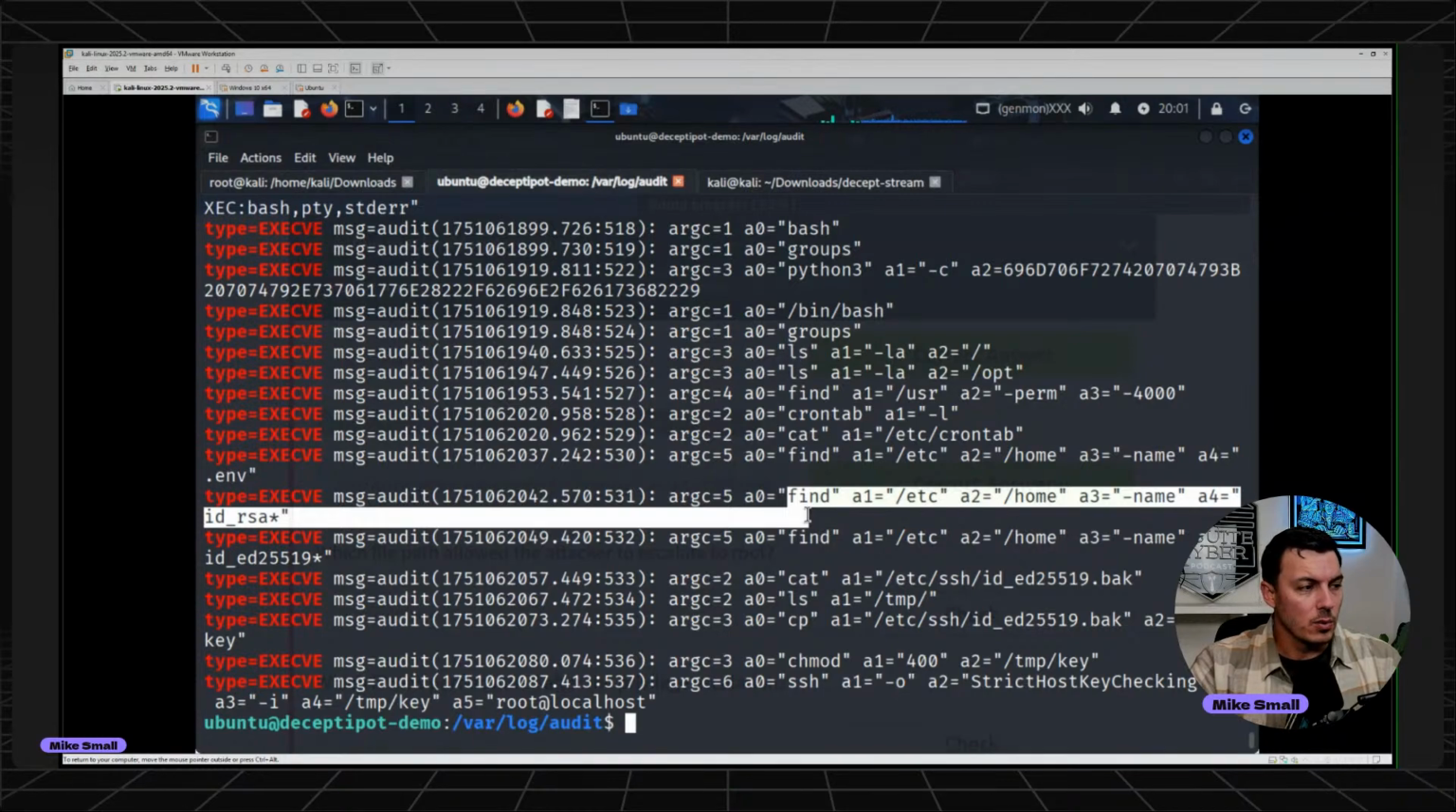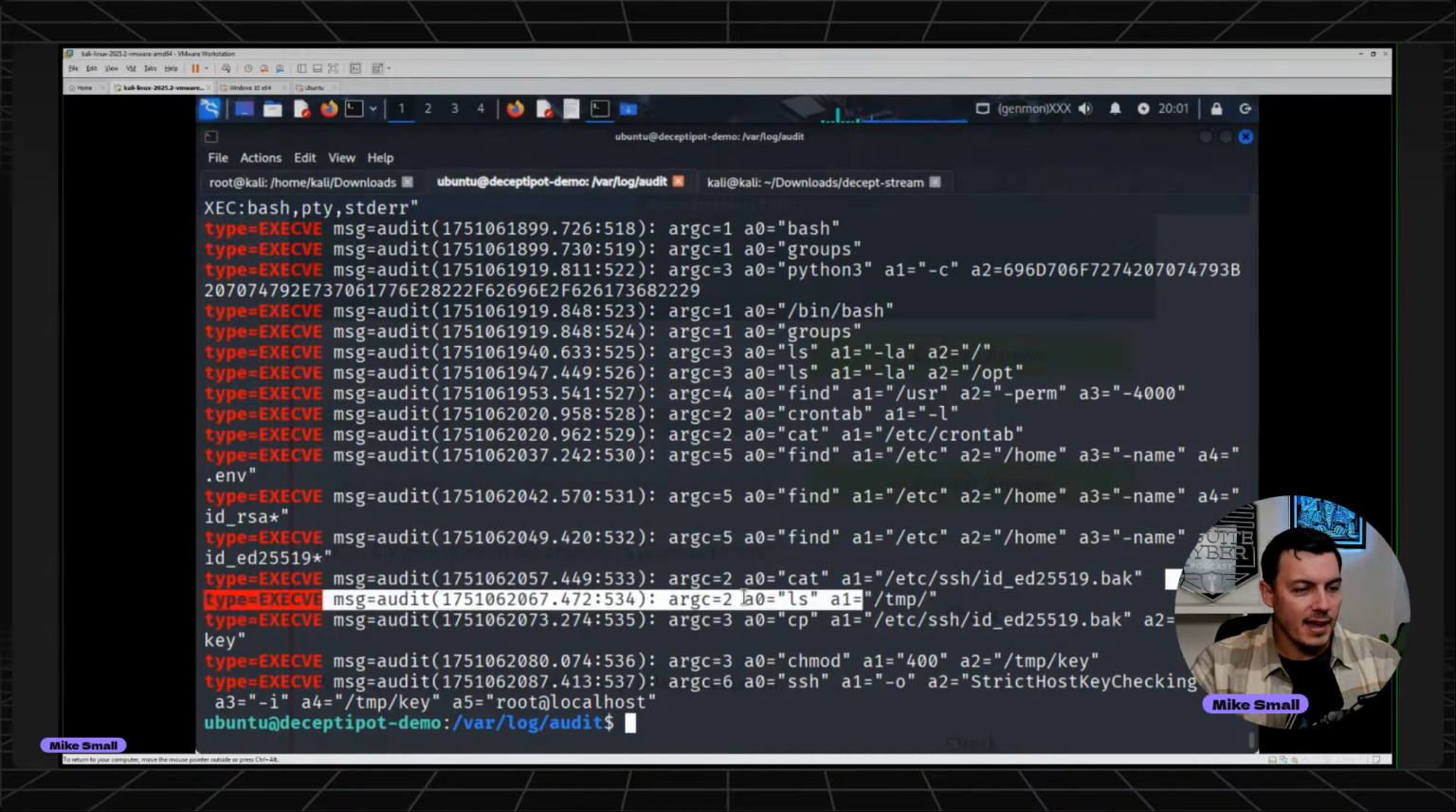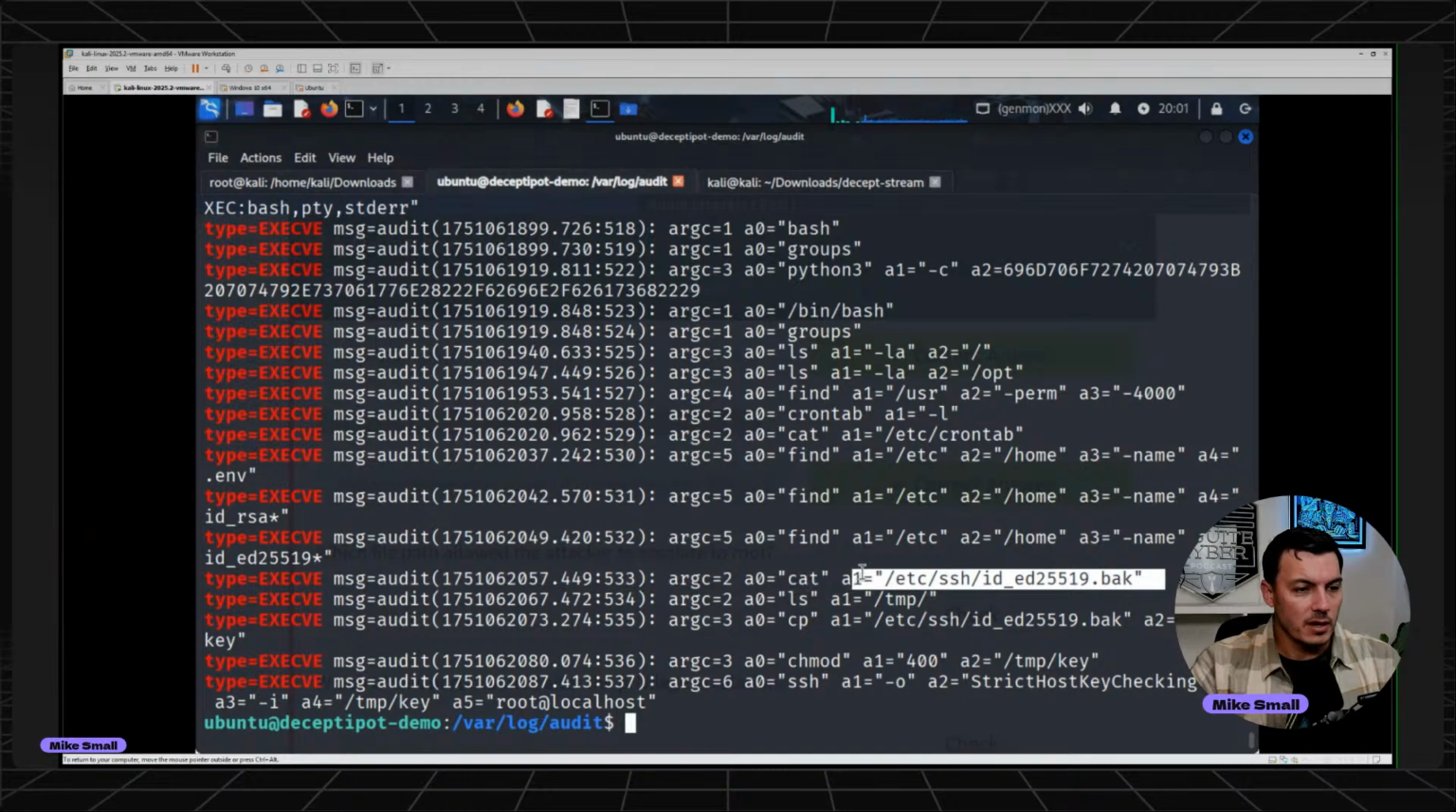And so we saw them look for ID_RSA. Then we see them look for this one. And then we see them cat it. Right, a very specific one, because they did a star here. This one is a .back. That means they found one and they put it in there. That's interesting. And then we see them copy this to temp.